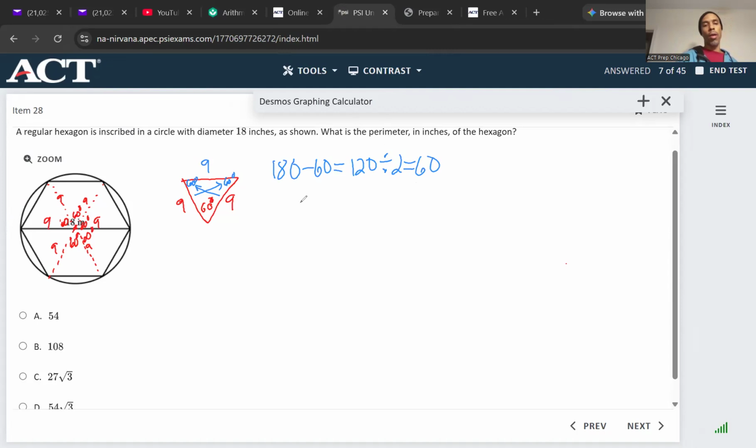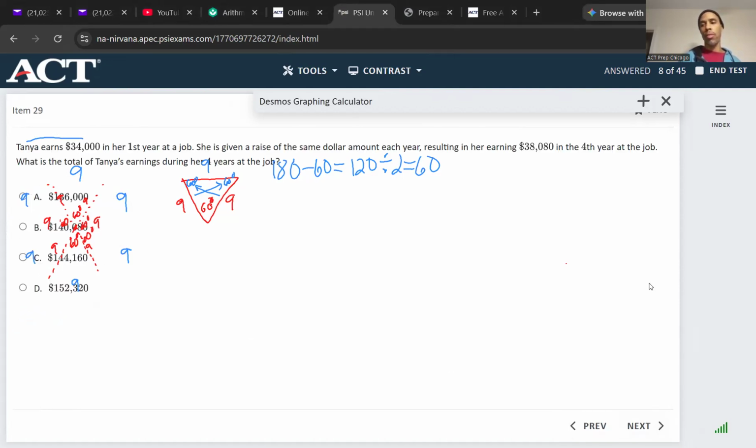So if all of them are 60, that means it's a what? Equilateral triangle. Because if all angles of a triangle are the same, this is a regular triangle, which also means it's equilateral, which means each side is the same. If two are nine, this is nine. So that means that one side of my hexagon, and it's a regular hexagon, that means all sides are the same. So all of these are nine, right? And we want the perimeter of the hexagon. 9 times 6 is 54. That's going to be A. So this just requires a lot of knowledge of this kind of situation. I've seen it before, so that's why it's not too bad.